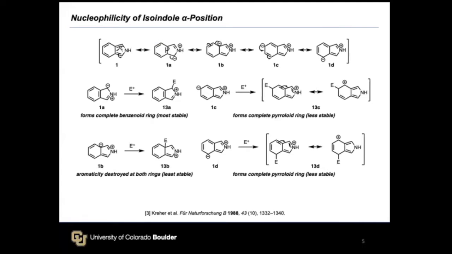Isoindoles are nucleophilic at the alpha position, and we can see this by drawing resonance structures. In structure 1A, which is this one here, there's a negative charge on one of the alpha carbons, and so that would be the nucleophilic alpha carbon. While structures 1B through 1D also have a negative charge, but it's on other carbons, only nucleophilic reactivity at the alpha carbon forms a complete benzenoid ring. And a complete benzenoid ring is more stable than just a pyrroloid ring or no aromaticity at all.